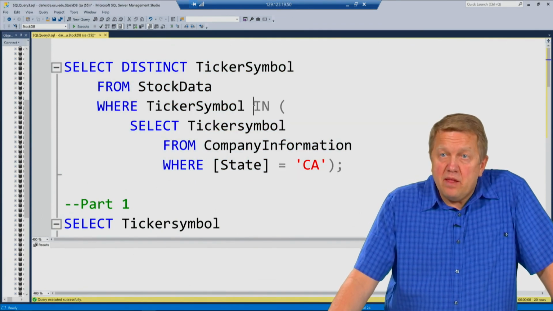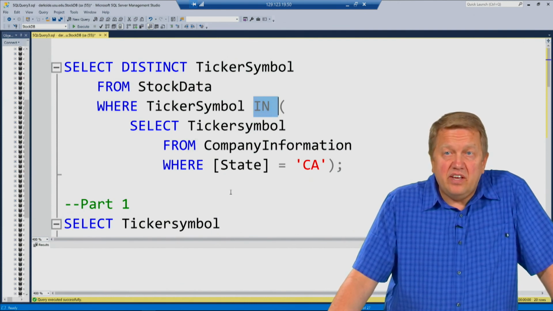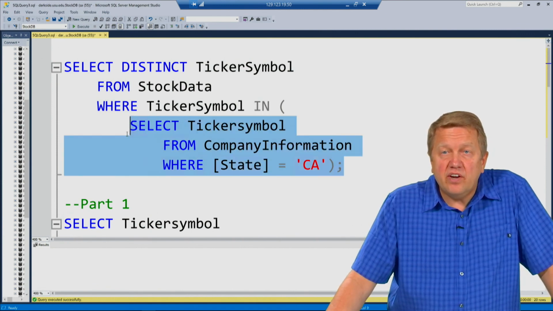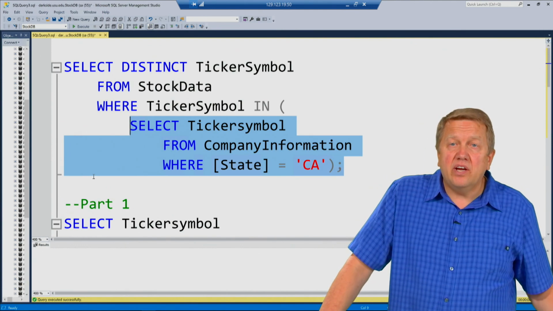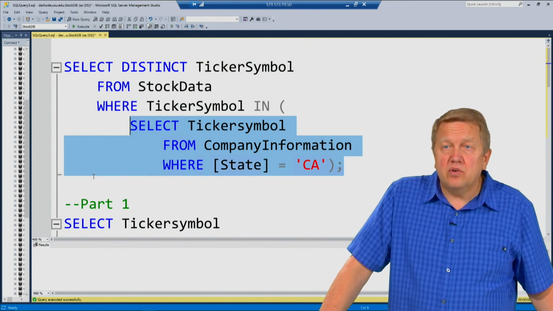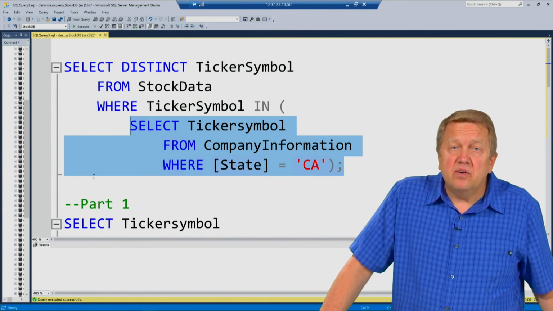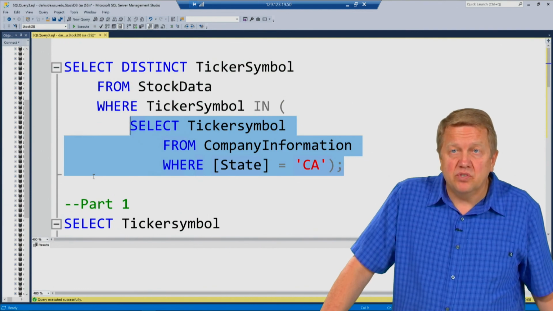Notice that we used an in clause, and the in clause allows for a list. So the subquery can generate a whole list of ticker symbols. That list is returned to the outer query, and then the outer query is going to give what we display. So in will take an entire list. We'll contrast that in a moment to the equals.